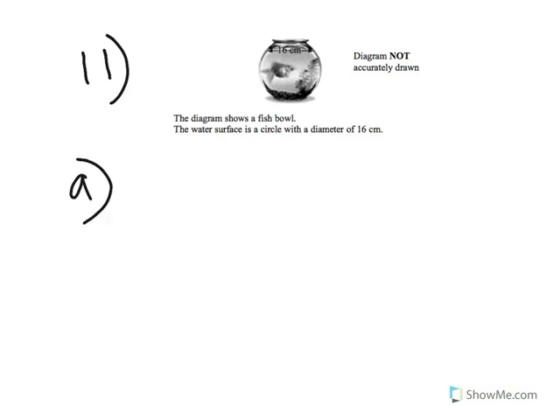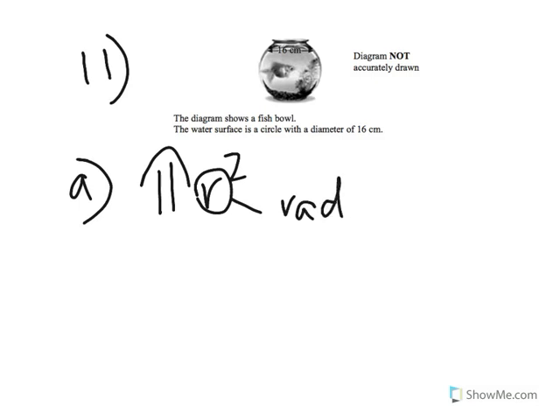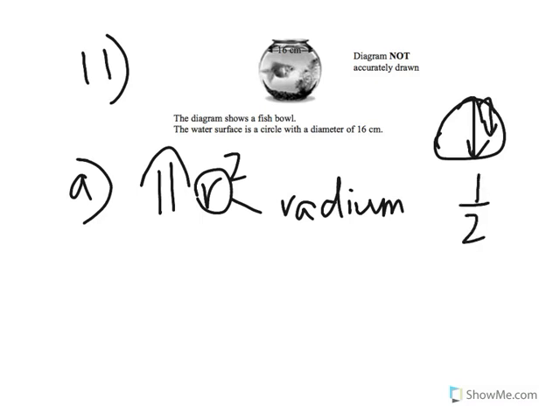Okay, 11a is really simple. They're asking you to work out the area of a circle of diameter 16. Now the area of any circle is pi times r squared. Pi can be found in your calculator. R is the radius, and over here you're given the diameter. Now in a circle, this is the diameter and this is the radius. So the radius is nothing but half of the diameter. So half times 16, the radius is 8 centimeters.